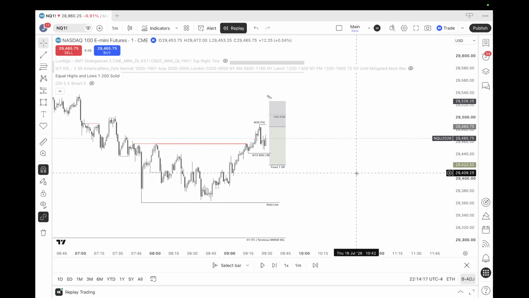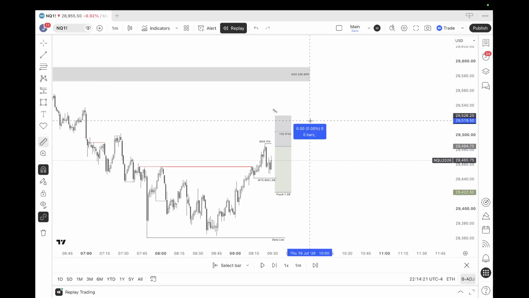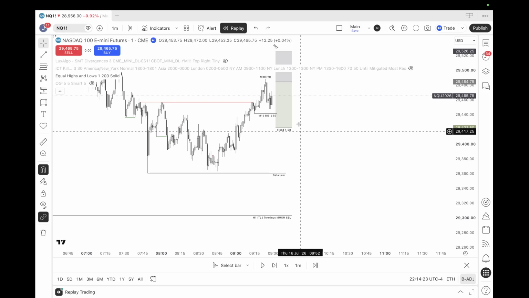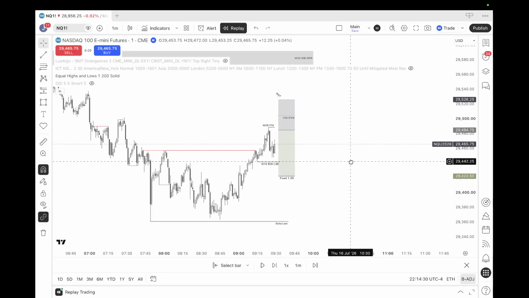So going into the day, I kind of just wanted to see some sort of manipulation higher into some key level, and then strong displacement down to the low. I was anticipating quite an energetic move lower to these sell side liquidity pools down here.